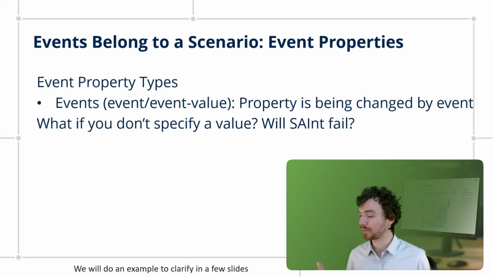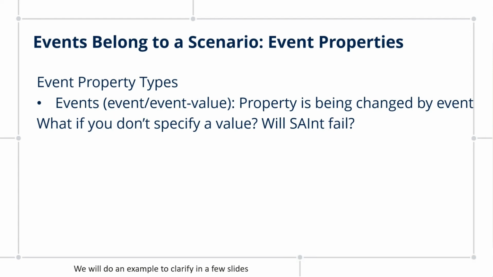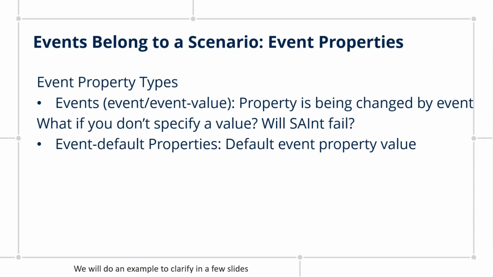Remember, before we talked about network property types, here we're introducing event property types. An event property is what's being changed by the event. Now, what if you don't specify a value? Will Synced just fail? No, because there are event default properties, and these specify the default event property value. Don't worry if you're confused right now. We will do an example to clarify in a few slides.